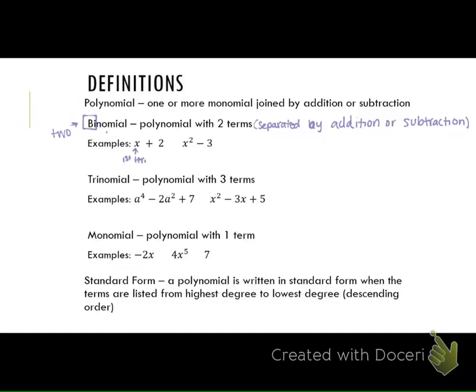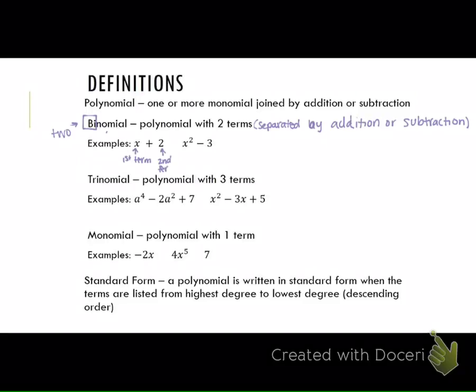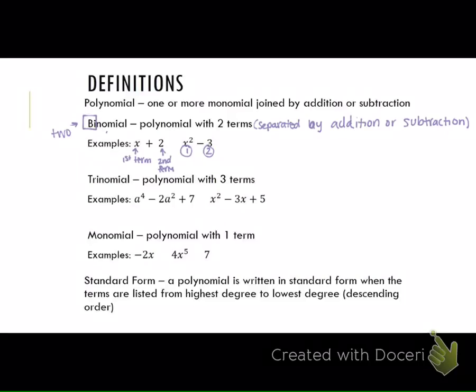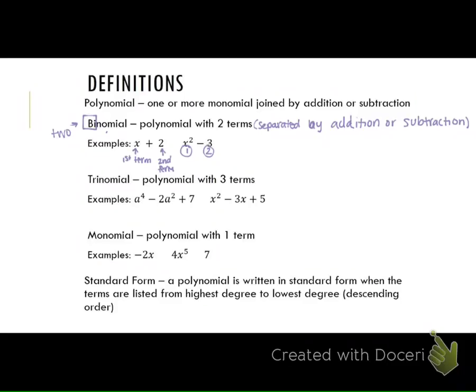First term. Second term. This is the first term and the second term. So do you see how the separation of addition and subtraction makes it a binomial, the two terms? So a trinomial, tri is the prefix there. Tri means three.